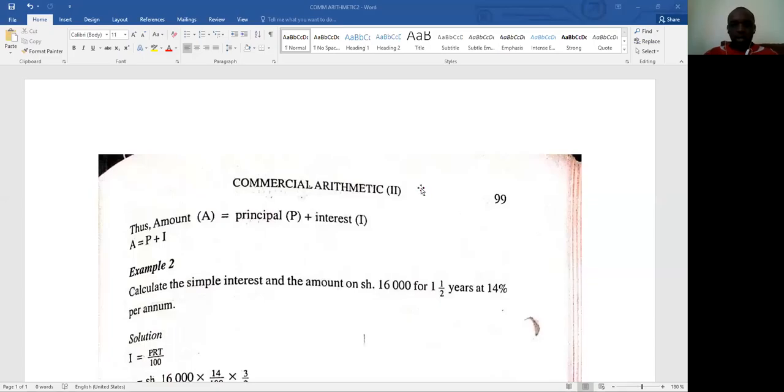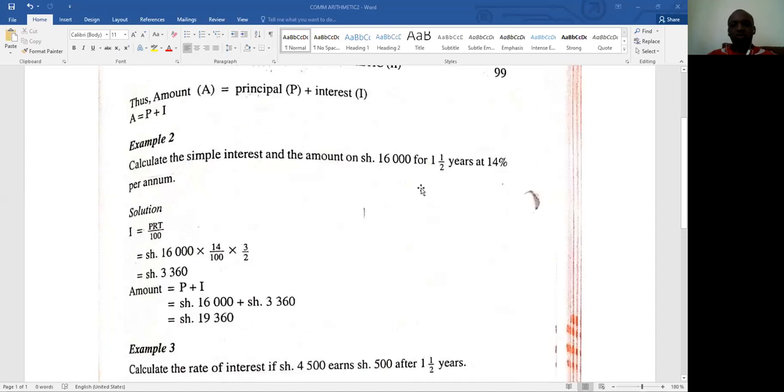So now, as you can see here, this is the second part of commercial arithmetic that I wanted us to look at. In commercial arithmetic, we want to look at simple interest, and we want to start by asking ourselves what interest is. Then we look at what simple interest is and the difference between simple interest and compound interest.